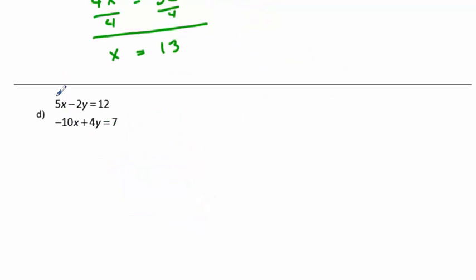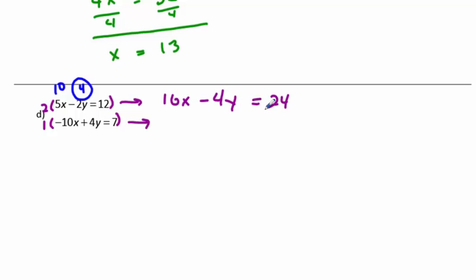Look for your least common multiple of your x's. 5 and 10 both go into 10, and 2 and 4 both go into 4. So we're going to get rid of the y's. To make the y in the top equation a 4, we need to multiply by 2. And to make the second equation have a 4y, we don't need to multiply anything. You can multiply by 1, but it doesn't change that equation. So we're going to have a top equation with a negative 4, bottom equation with a positive 4. That's perfect. That'll give us 10x minus 4y equals 24. Very important not to forget to multiply every single piece by 2.